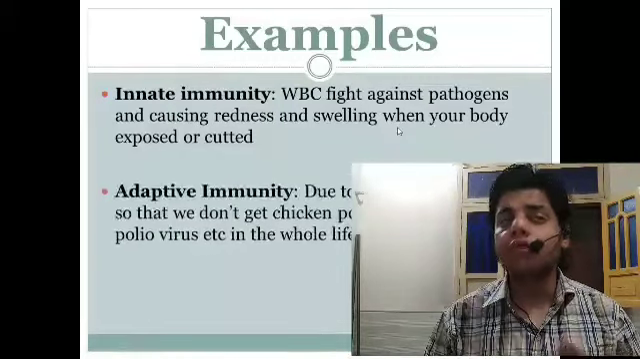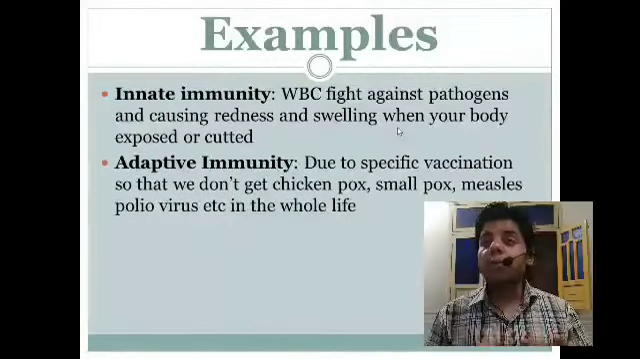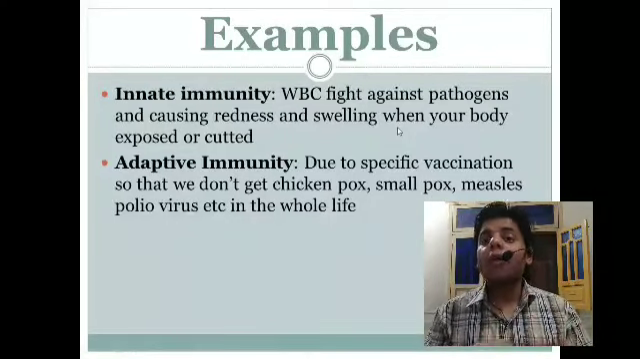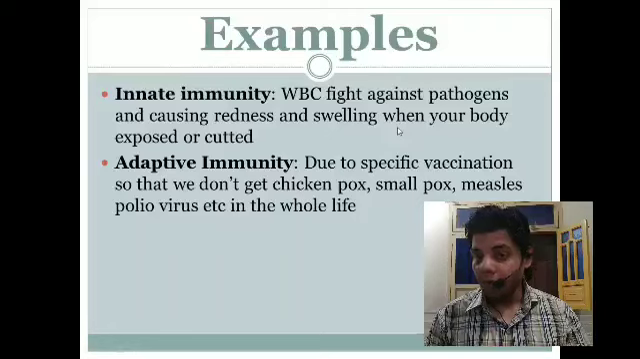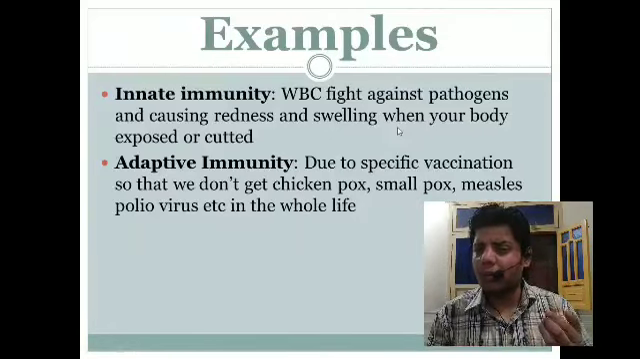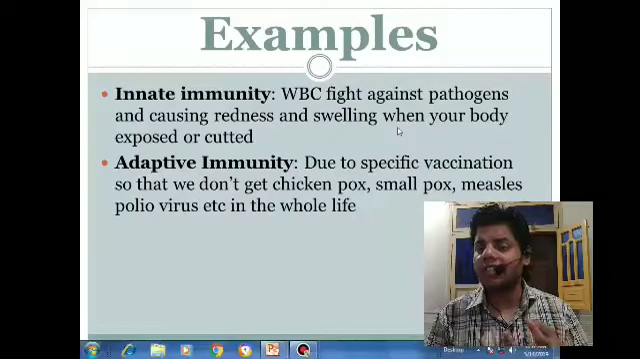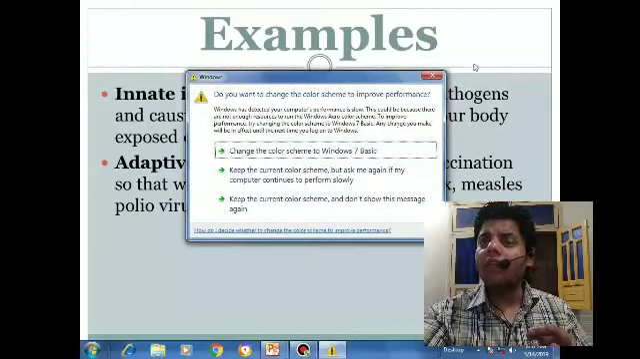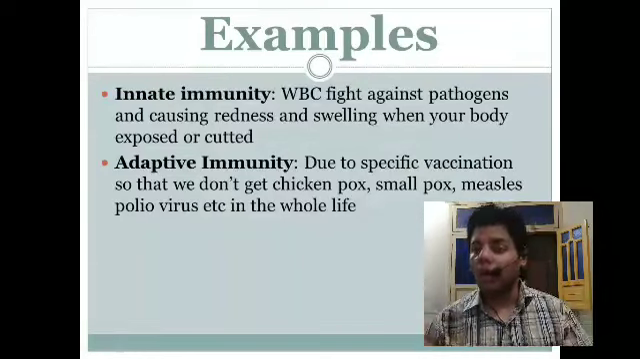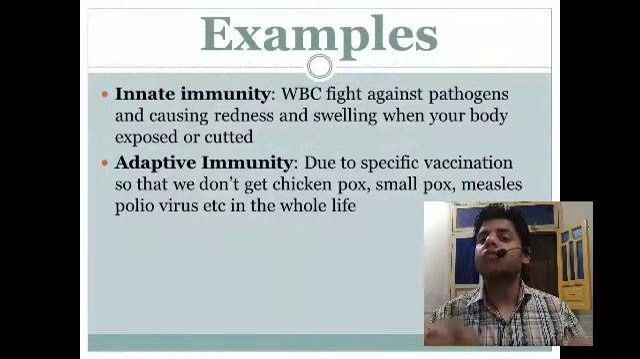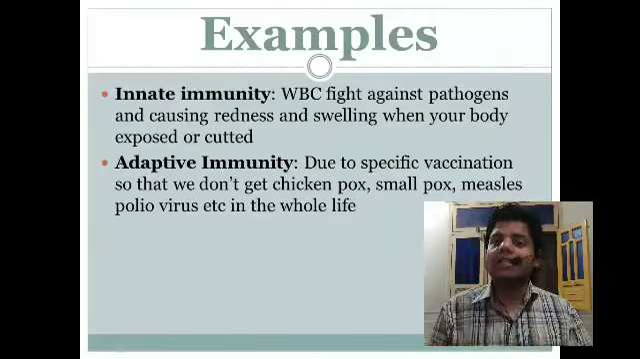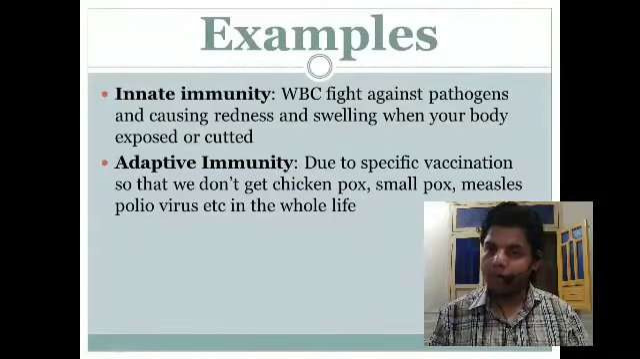On the other hand, an example of adaptive immunity is whenever we take a vaccine, for instance against chickenpox, cowpox, or the polio virus. After that, such diseases are eliminated for our whole life, and the disease will not be activated again. Okay, so this is the example of adaptive immunity.